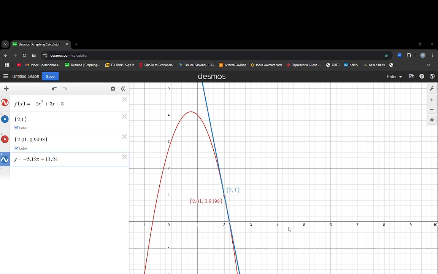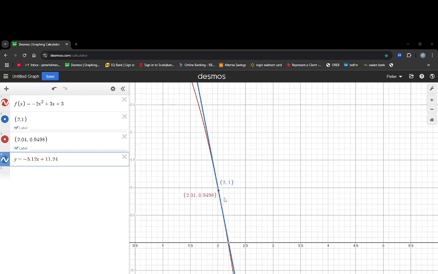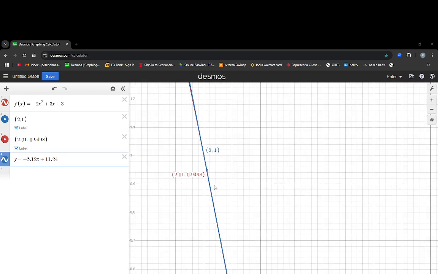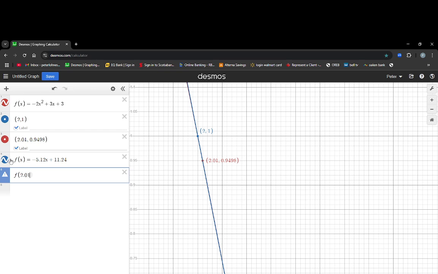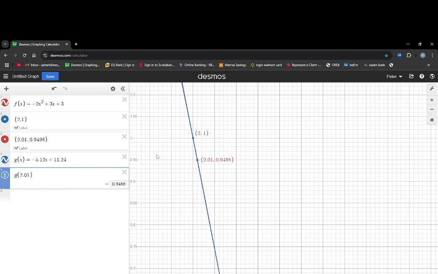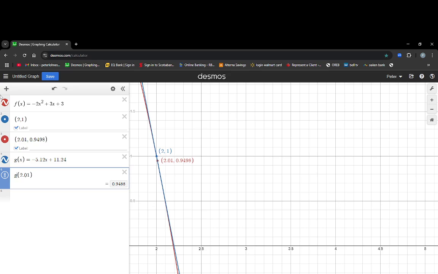Well, it came out very well, the blue line. It is cutting through the 2 points of interest right there, here, and here. And if ever you want to make sure that you indeed got the right coordinates, you could put in f of 2.01 and it should spit out your y. Oh, I have to make it g because I have an f of x up above. g. And I do indeed get 0.9498. So this is definitely the line for this instantaneous rate.